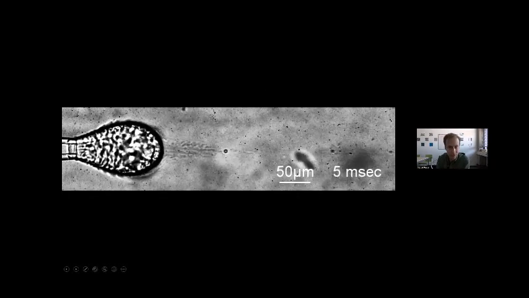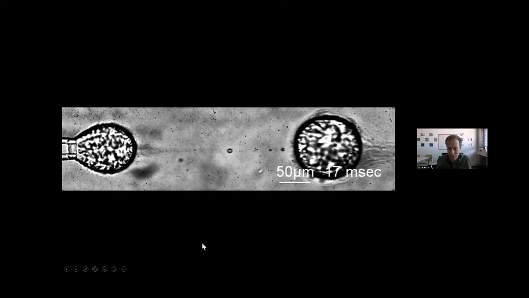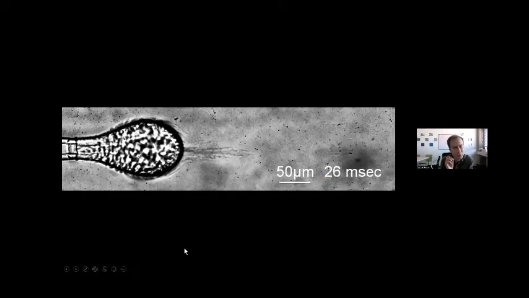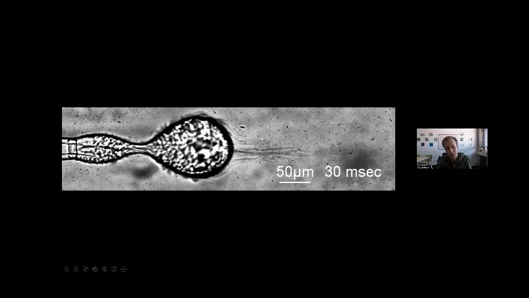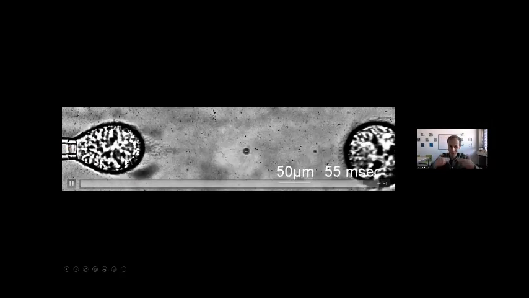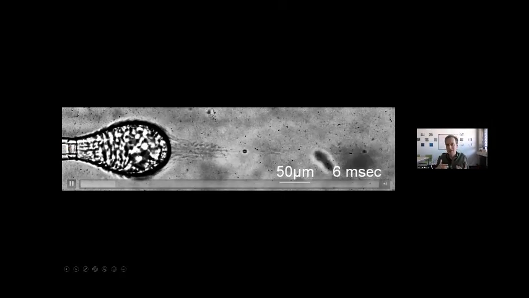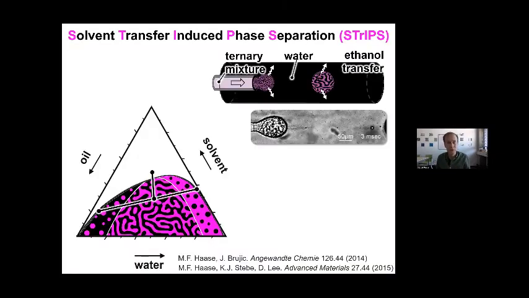So here you see a video of this happening. This is taken with a high-speed camera. You see the time scale. These are droplets pinching off a nozzle where this ternary mixture flows out, and then you see the patterns really indicating the phase separation of oil and water. That's why we call this solvent transfer induced phase separation, abbreviated as STRIPS. The solvent diffuses out of the droplets, triggers phase separation.